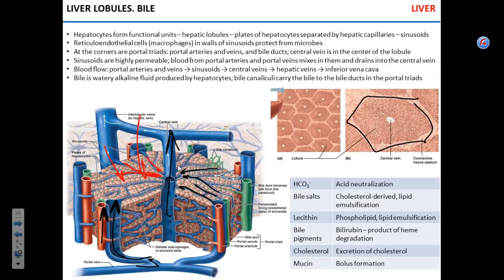Another important cell that can be found in the walls of sinusoids are so-called reticular endothelial cells, or macrophages. They will be monitoring the content of the blood, pretty much the presence or absence of pathogens. And they will phagocytose pathogens or debris or something that is not supposed to be in the blood. Does that make sense?